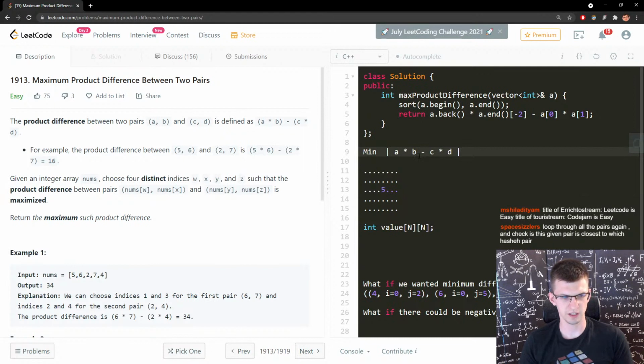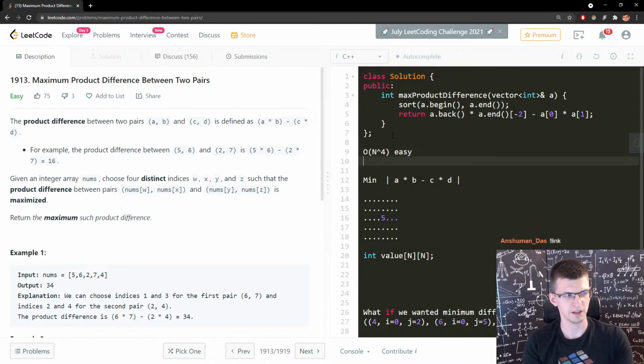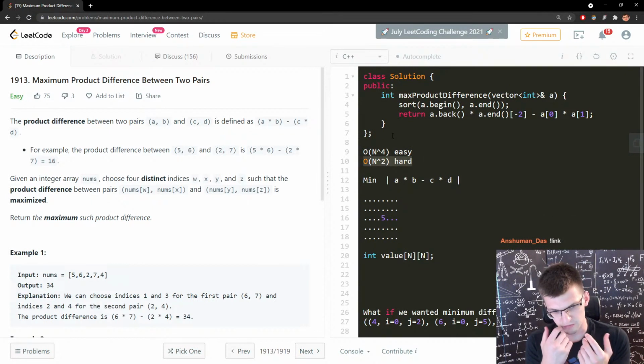Loop through all the pairs again. If you want O of n^4, then I agree that it's easy. You don't need any hashing. But so this, of course, is easy. This is brute force. O of n squared, I think, is very hard because for every pair, how do we find that closest? It's not that hashing allows us to easier detect objects other than something in the same row or column.